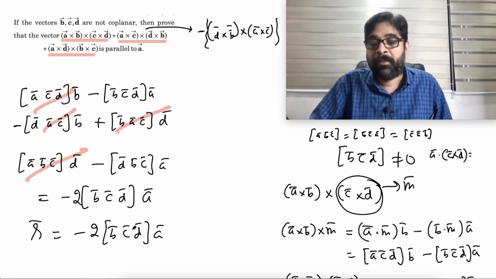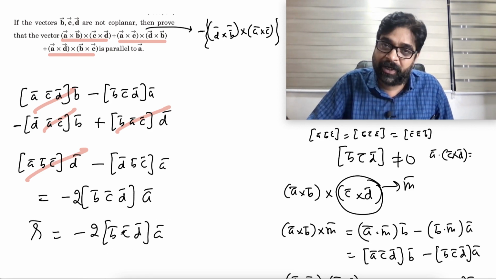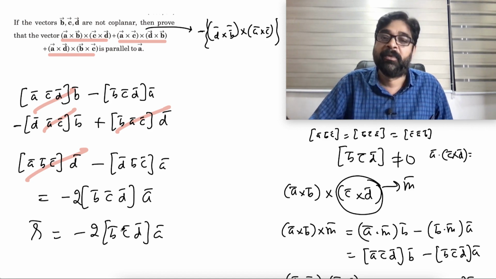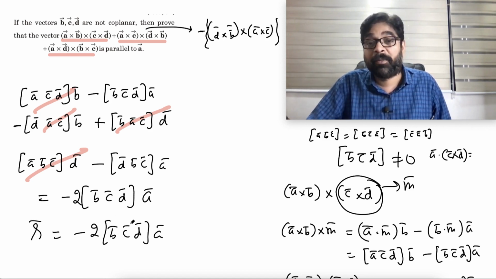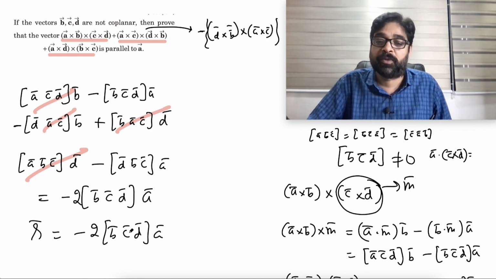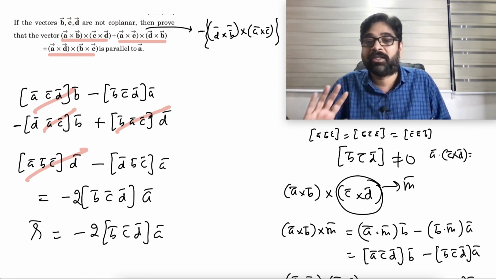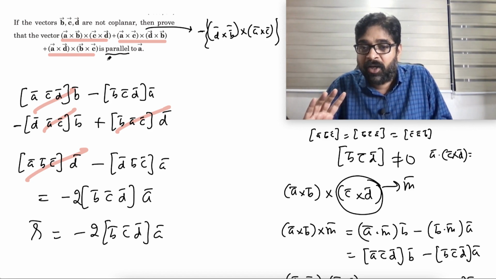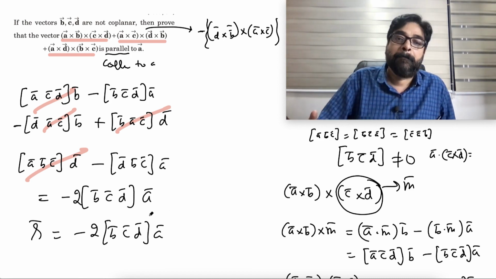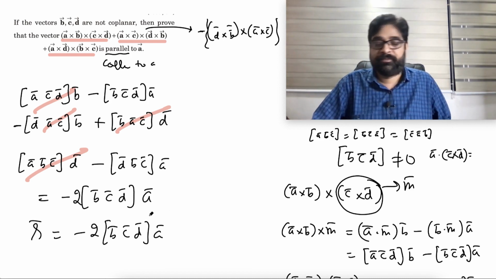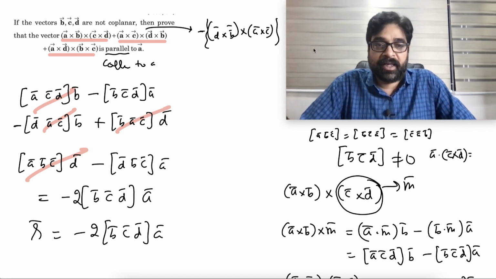Understand my point? Because this cannot be 0. Either it will be positive or negative. If it is positive, no problem. Negative, no problem, it will be parallel. But if it is positive, it will be anti-parallel. So the question should say collinear to A. Am I right? Let's see the next question.